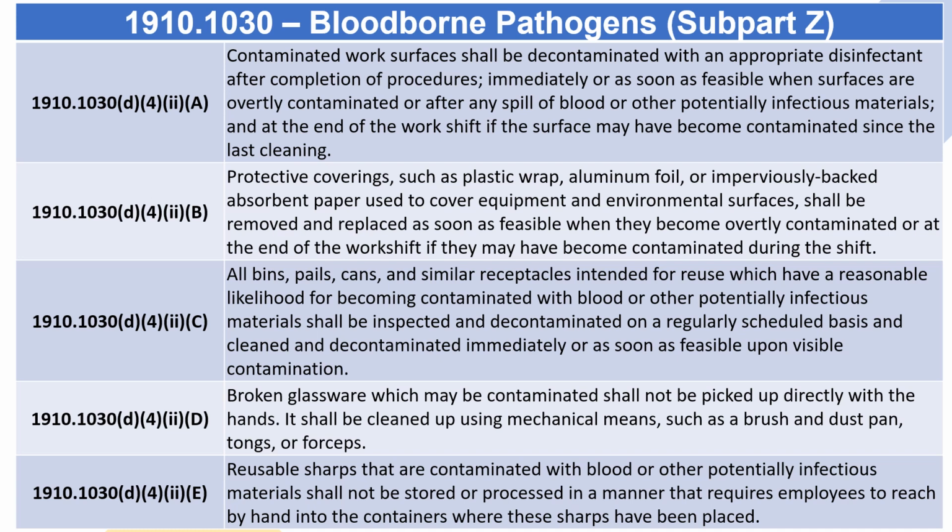All bins, pails, cans, and similar receptacles intended for reuse which have a reasonable likelihood for becoming contaminated with blood or other potentially infectious materials shall be inspected and decontaminated on a regularly scheduled basis and cleaned and decontaminated immediately or as soon as feasible upon visible contamination. Broken glassware which may be contaminated shall not be picked up directly with the hands. It shall be cleaned up using mechanical means, such as a brush and dustpan, tongs, or forceps. Reusable sharps that are contaminated with blood or other potentially infectious materials shall not be stored or processed in a manner that requires employees to reach by hand into the containers where these sharps have been placed.